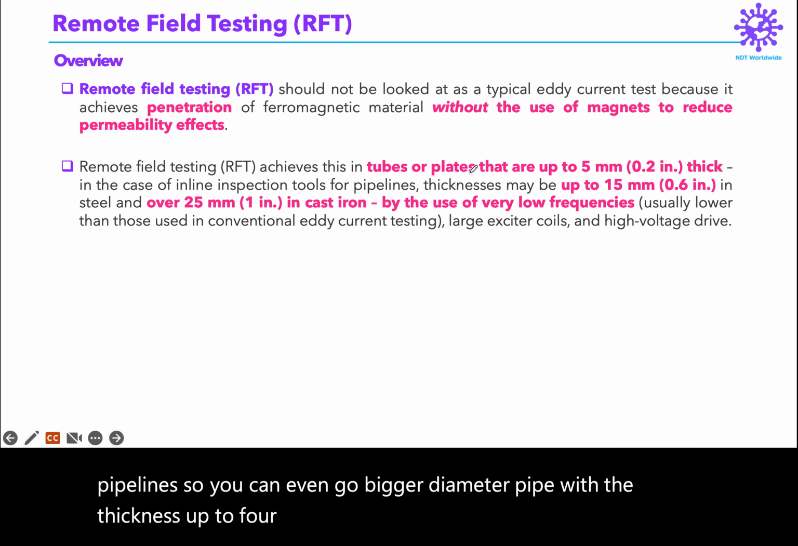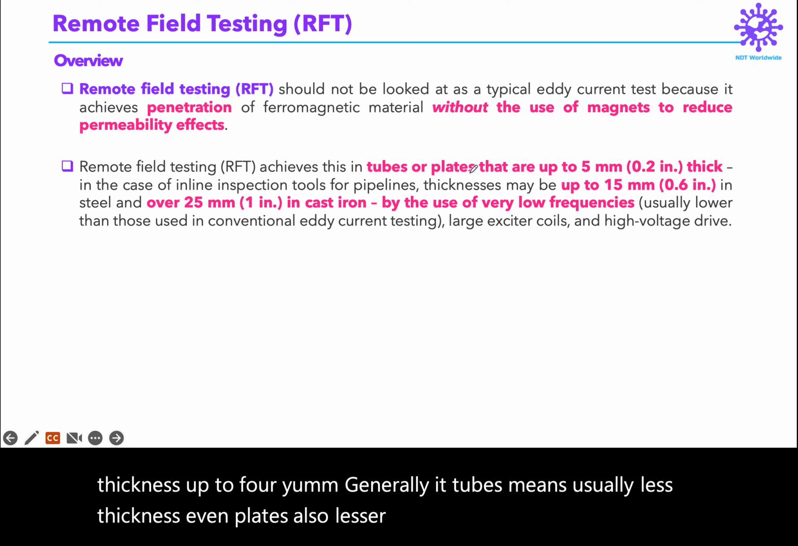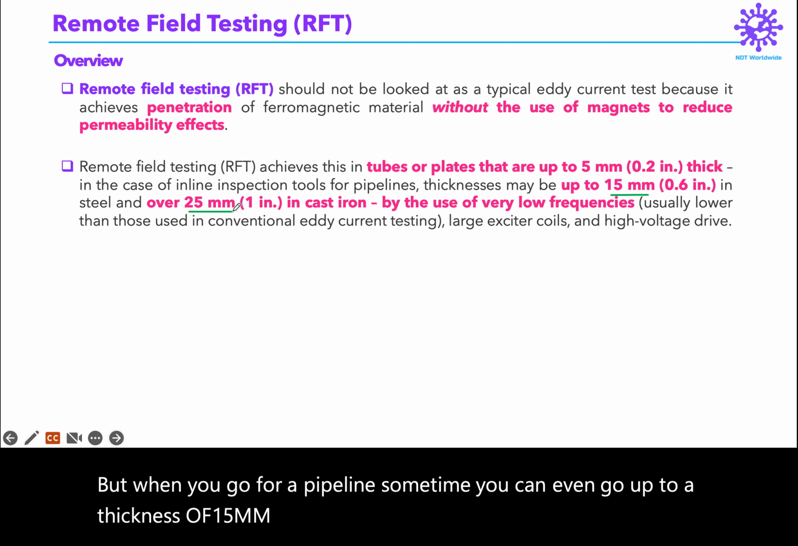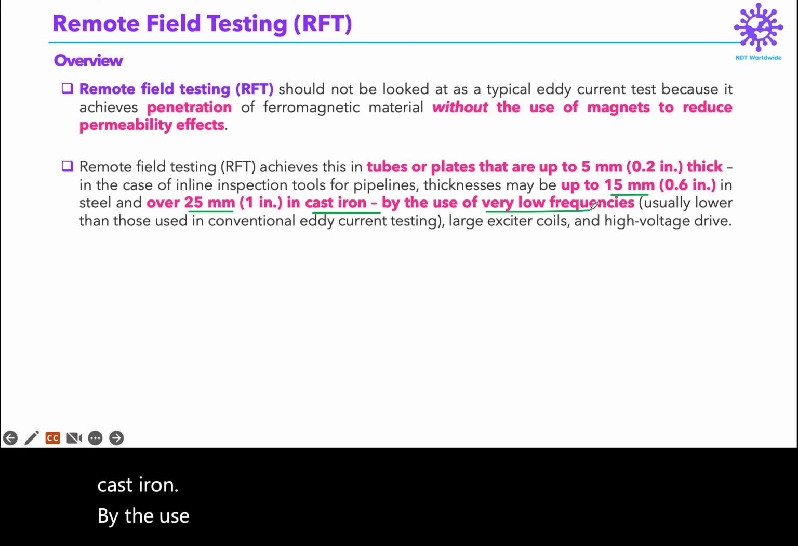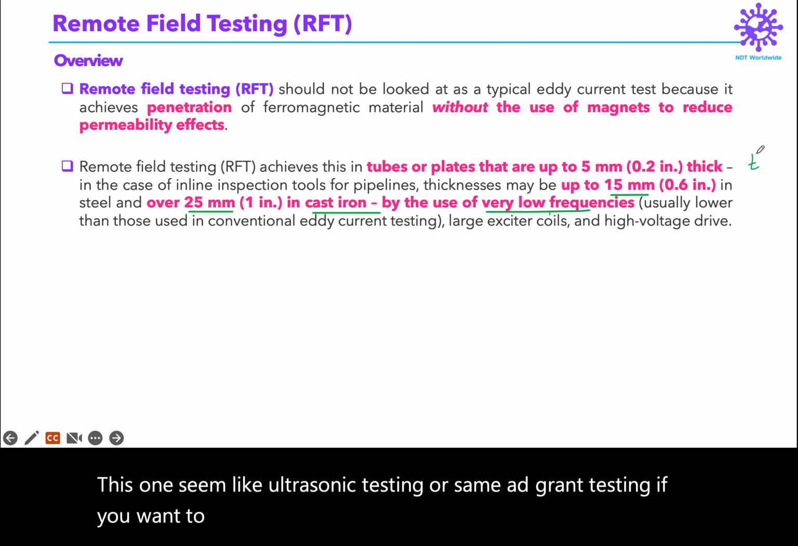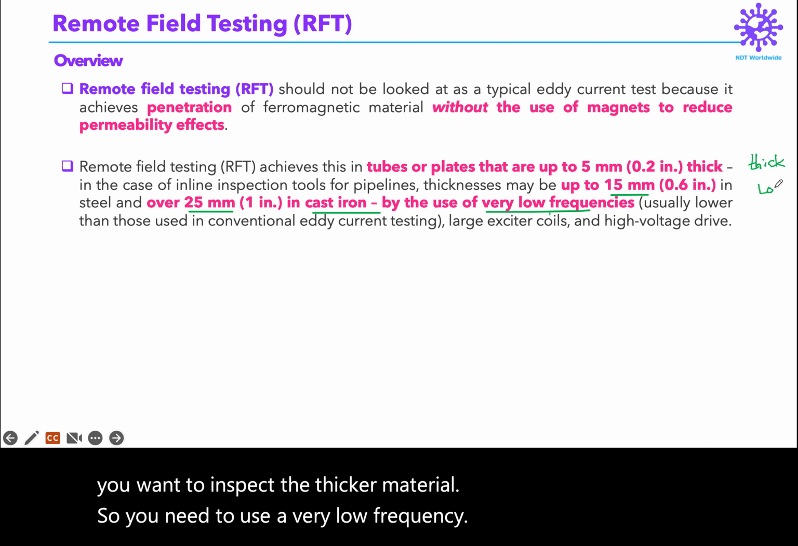Generally, tubes mean usually less thickness, and even plates have lesser thickness. But when you go for a pipeline, sometimes you can even go up to a thickness of 15 mm in steel, and you can even go up to 25 mm in cast iron by the use of low frequencies. The important point here is the same as in ultrasonic testing or eddy current testing: if you want to inspect thicker material, you need to use a very low frequency. Low frequencies need to be used.